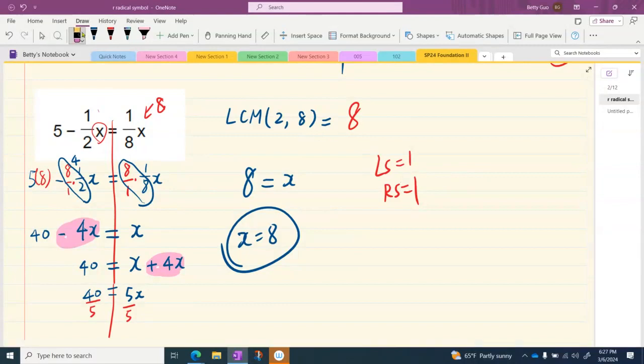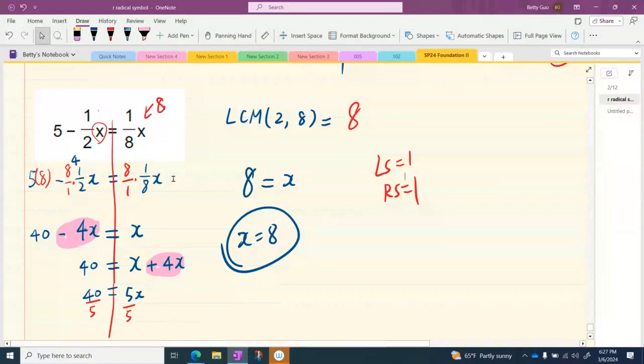How do we do that? We multiply all three terms in the equation by 8. You see this step. The blue part is the original equation. The red part is the multiplying by 8. So 5 times 8 is 40, right? And half times 8 is 4. So the coefficient of x changes from negative half to negative 4. On the right side, 1 over 8 times 8 is 1. So on the right side, 1 over 8x becomes x.